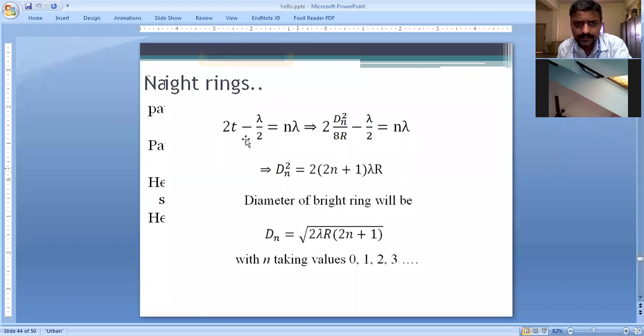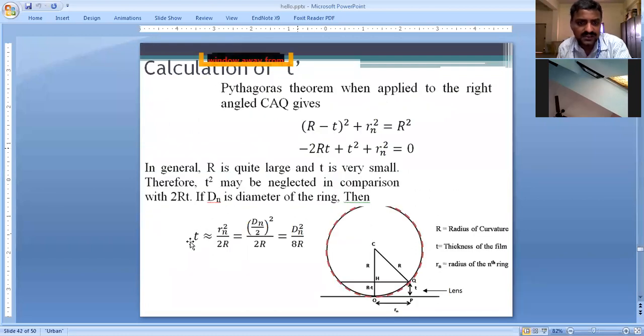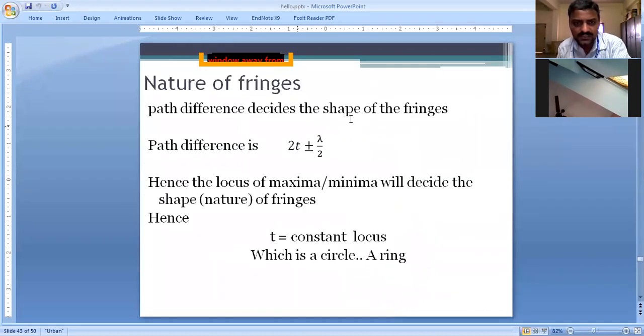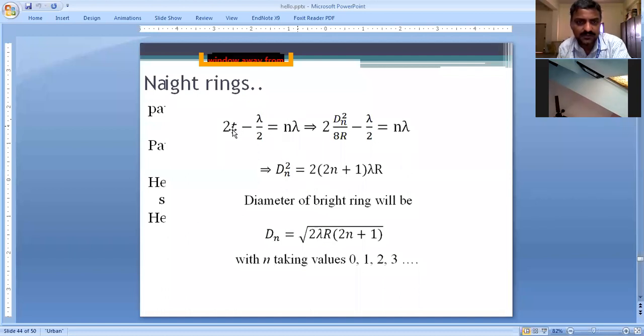So this expression is obtained from the previous derivation. Now in place of small t, as I have already derived in the previous slide, t equal to dn square by 8r, from the Pythagoras theorem, right? So I am putting this expression directly in place of t. So 2 into dn square by 8r minus lambda by 2 equal to n lambda, and simply by bringing lambda by 2 to the other side and cross multiplying will give you dn square is equal to 2 into (2n plus 1) lambda r, and finally the square root. I hope it is clear to you.